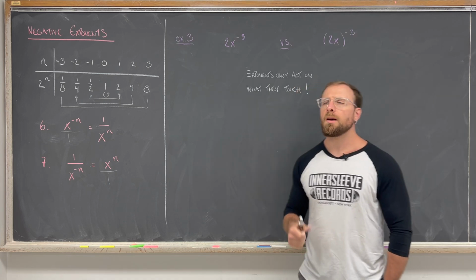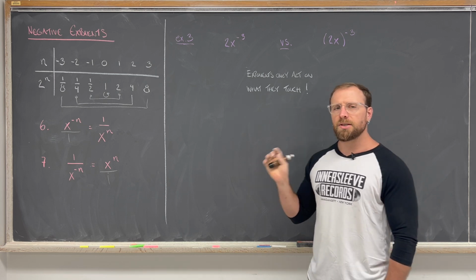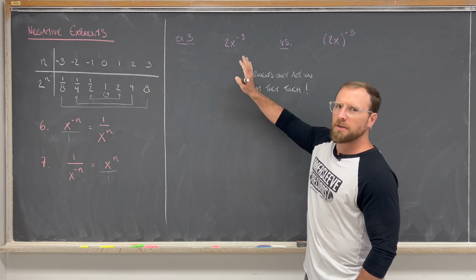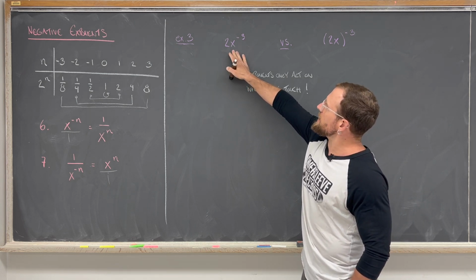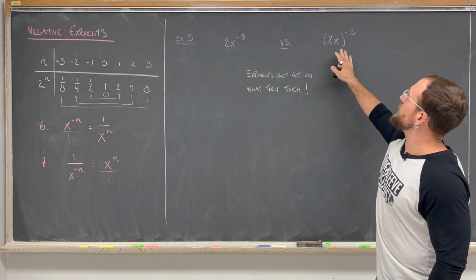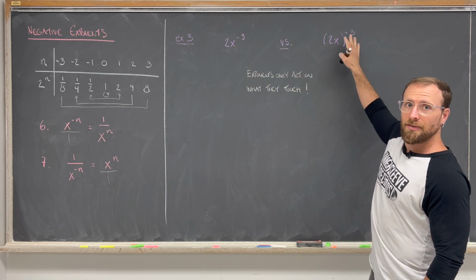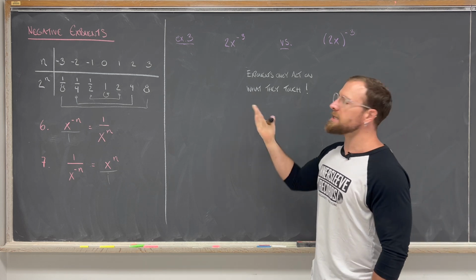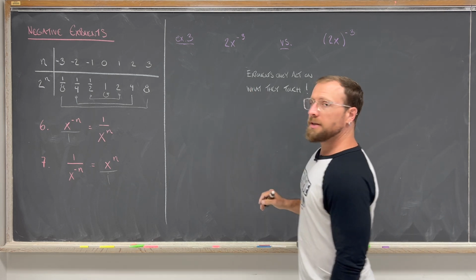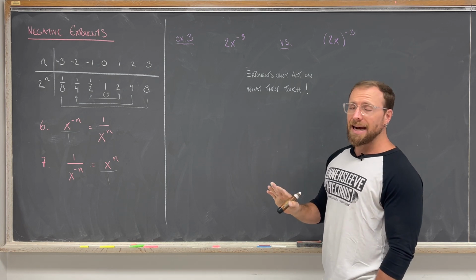And that's it. Let's look at a simpler example and just touch on one very important thing about exponents. It's important that we understand the difference between this expression here, 2x to the negative 3rd, and this expression here, (2x) to the negative 3rd. It sounds the same, but you can see that they've been written differently. So what is the difference? Well, the difference is what the exponent is acting on.